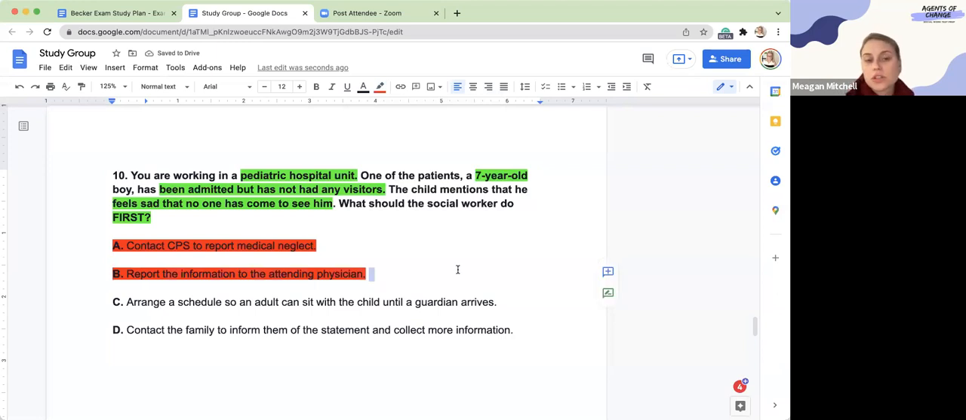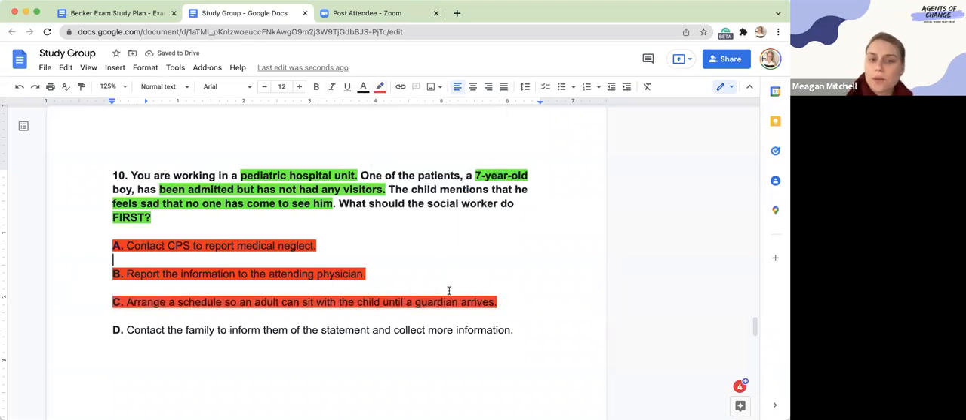Arrange a schedule so an adult can sit with a child until a guardian arrives. That seems like a fair answer, right? But would that be the first thing that we do? And this doesn't give us enough information. Hospitals right now are really, I don't know where you could arrange for an adult to sit with a child until a guardian arrives. You might have an advocate that could do that, but is that our very first step? Not at this time, right? You have to be realistic, right? So not at this time, C is not our first step.